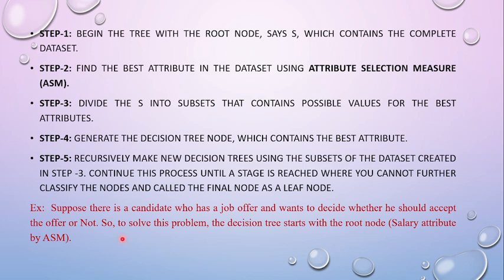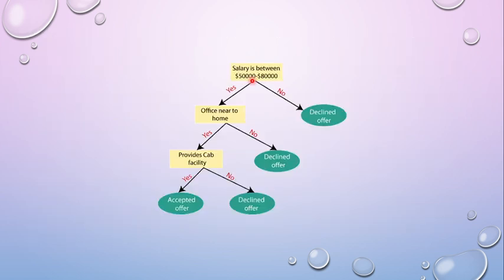Let's go over the diagram here so we can get more clarity. Here, is the salary between maybe $50,000 and $80,000? If not, decline the offer. Or else, if yes, we can check whether the office is near my home or not. If you want to extend it, you can add whether the company provides a cab facility. If yes, continue and accept the offer. If no, you can decline the offer, or else check whether it provides a care facility. Based on that category, you can decide the attribute, yes or no, like that. So this is a basic thing, remember.